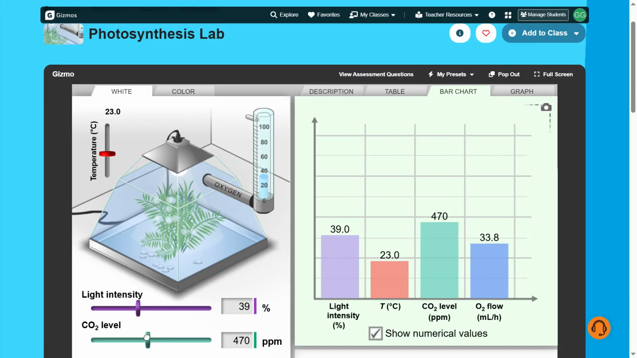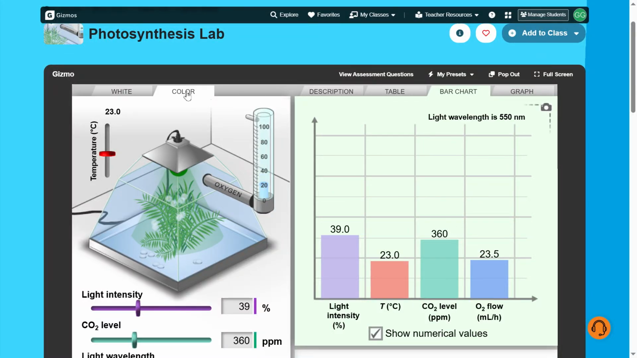Similarly, we can increase or decrease the amount of carbon dioxide in the water to see its effect on the oxygen concentration. You can change these 3 things: temperature, light, and carbon dioxide, to find the optimal condition to produce oxygen.